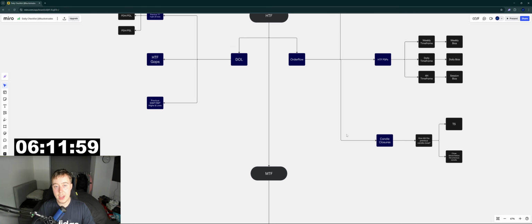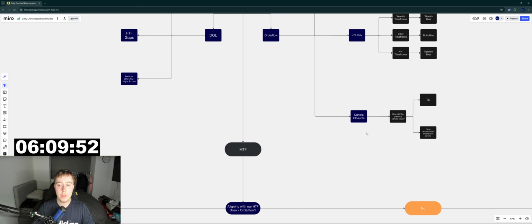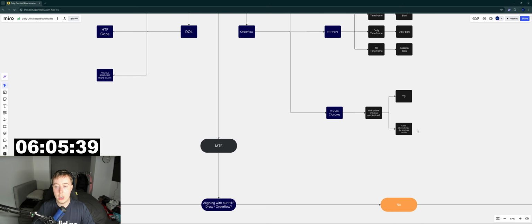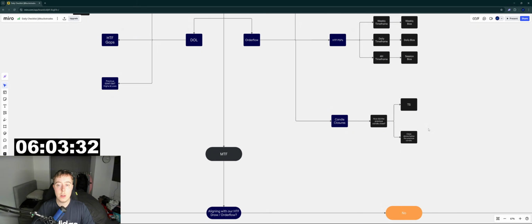And then the final thing for order flow is candle closures. How did the previous candle close? Did it close above or below the previous candle? Okay, so if we're, for example, on the daily time frame and we're looking at, I don't know, Monday's candle, and we're trading on Wednesday, so that means we want to see what Tuesday did. Okay, so did Tuesday's candle close above Monday's high or low? If it did, then we can expect Wednesday to be a continuation.